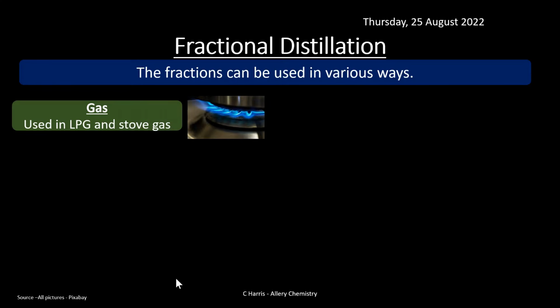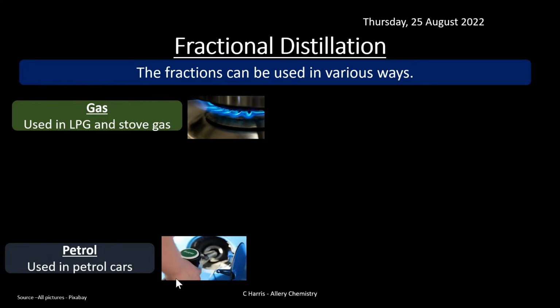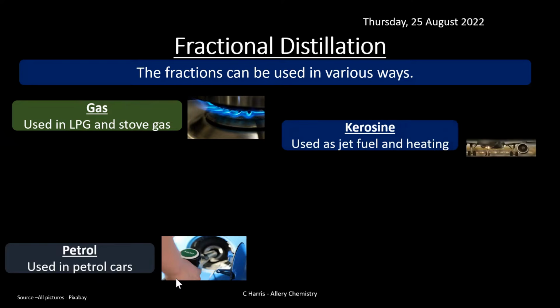So obviously gas comes off right at the top and is used in LPG, that's liquefied petroleum gas, and stove gas. If you have a barbecue, you might have a gas cylinder that powers it, or gas that comes into your home. So these are fractions that come right at the top of that column. Petrol's the next one. That's pretty obvious. That's just used in cars.